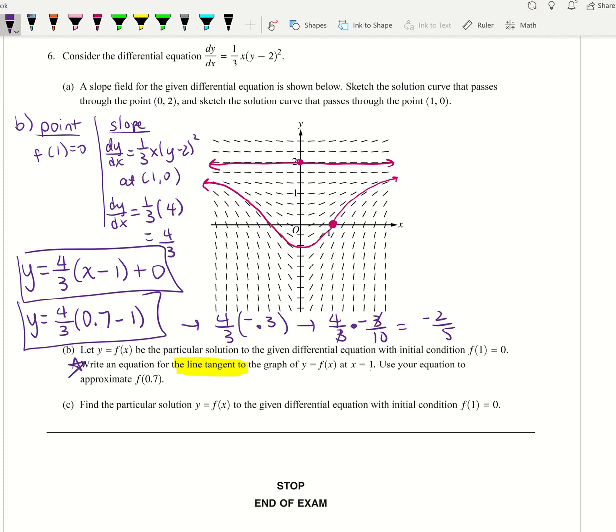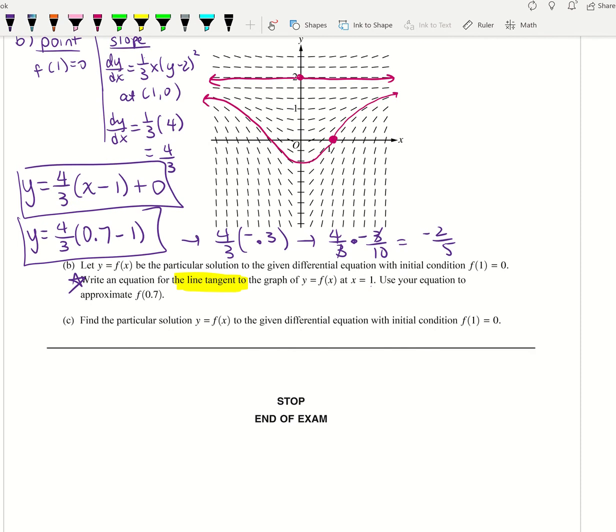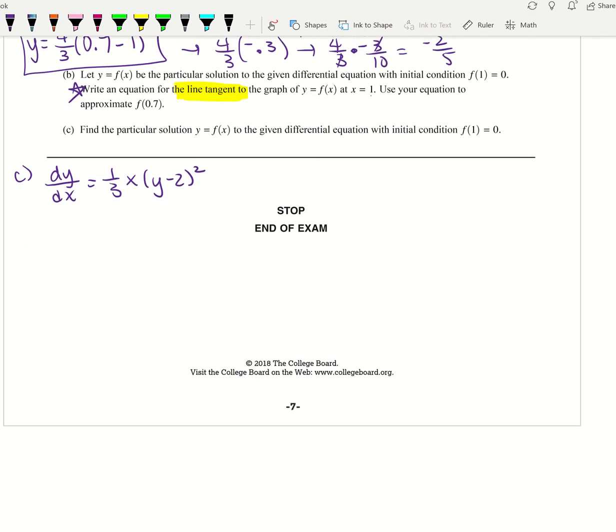All right, part C. Find the particular solution to y equals f of x for the differential equation that was given. Now we're using separation of variables. Okay, so for part C, here's our original equation. And we want to separate out the variables so that we can integrate this and use the original initial condition. So I would like all of my dy and dx terms to be on numerators. So I'm going to multiply this side by dx. I'll keep the 1/3 x over here, and I'll divide both sides by y minus 2 quantity squared.